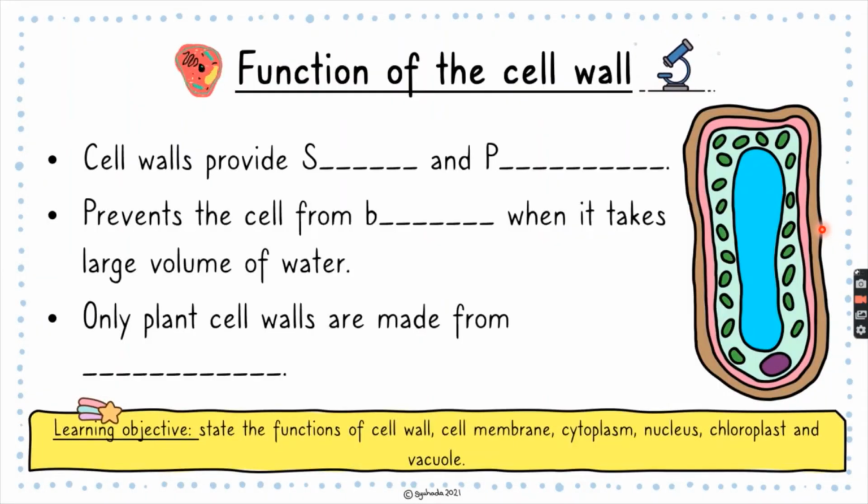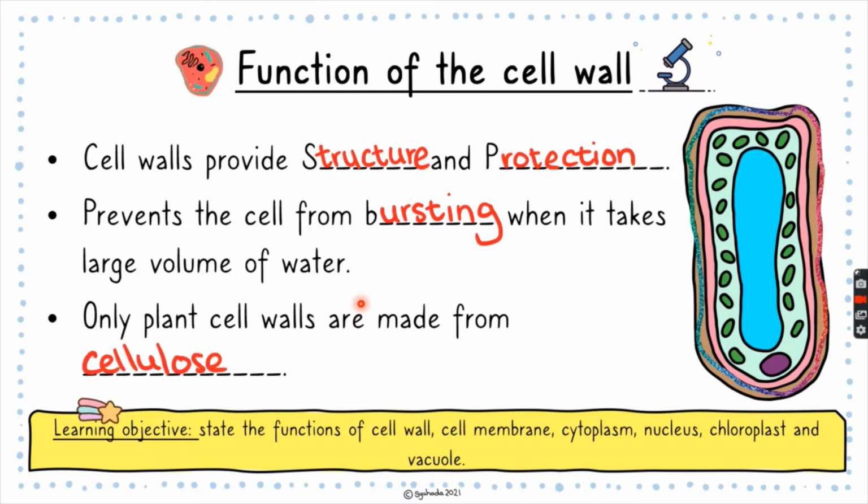Okay. Now let's look into the functions of those parts of the cell. So this line right here is called the cell wall. And the cell wall's main function is actually to provide structure and also protection for the cell, and it helps to prevent the plant cell from bursting when it takes in a large volume of water. Only plant cell walls are made up of cellulose, by the way.